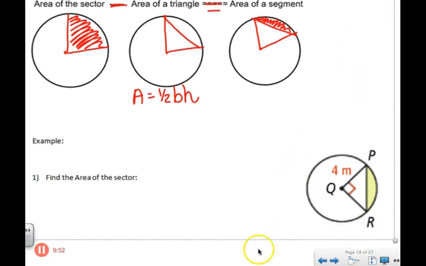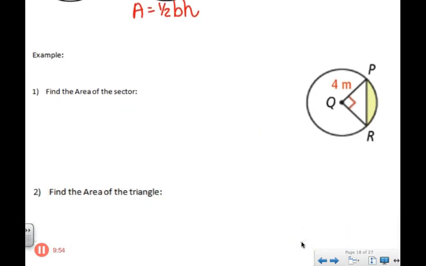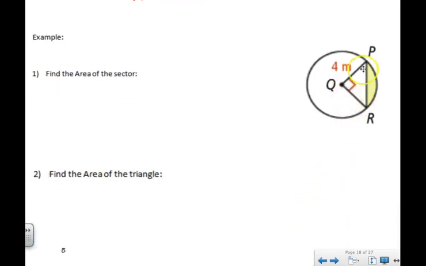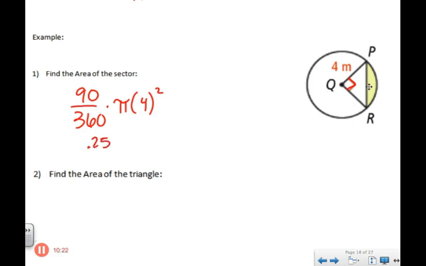Okay, so let's look at this first example. So I've been given a sector. I have a right triangle in there, and I want to find the measurement of this tiny piece. So first off, find the area of the sector. I know this box means 90, so I can go ahead and do 90 over 360 times pi, and then your radius of 4 squared. So first part's not that bad. 90 over 360 is 0.25, and times that by 16 pi.